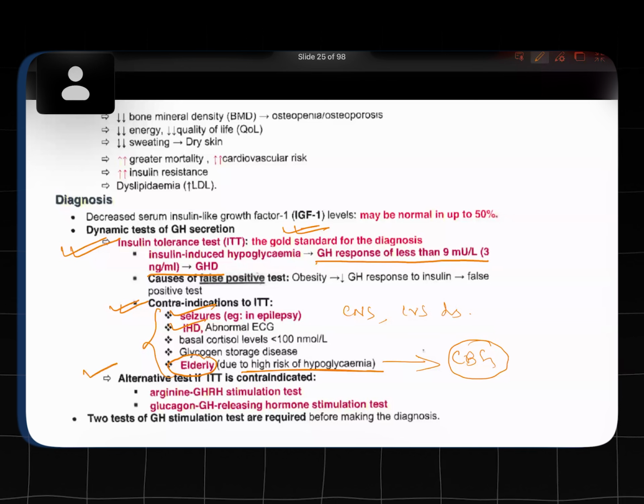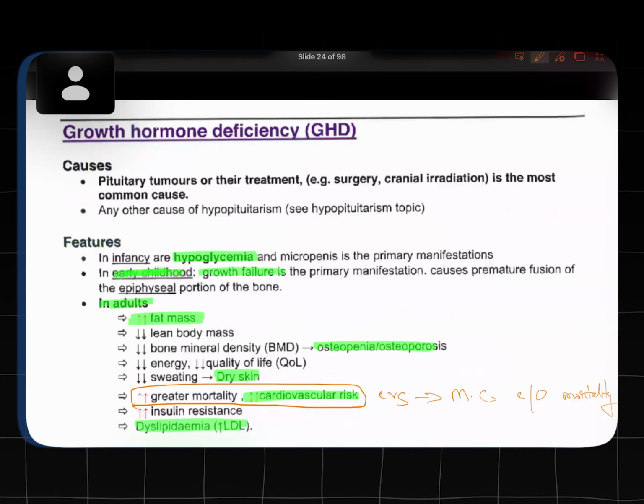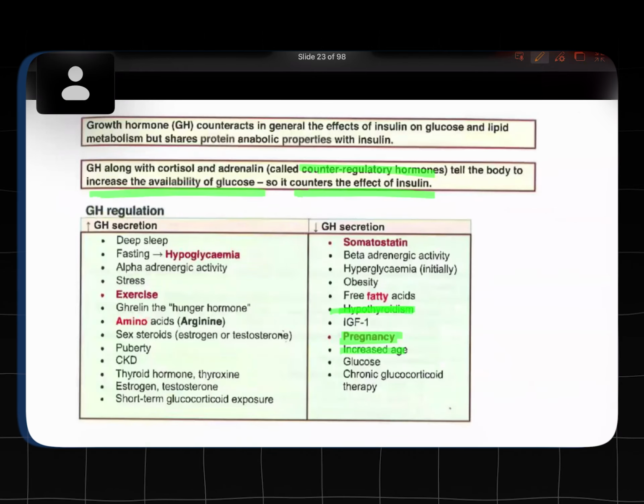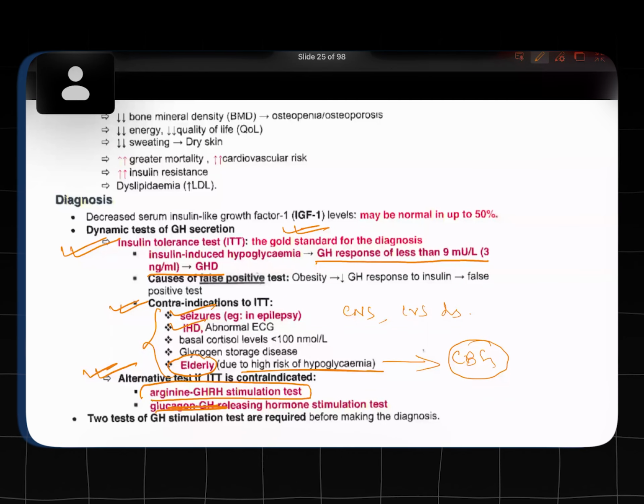So what are the alternatives? If you can't do it, then the alternative is an arginine growth hormone releasing hormone stimulation test or the glucagon based test. Okay. So this was about growth hormone and growth hormone deficiency, the clinical features, this chart, the insulin stress test, its contraindications, and the alternatives. Everything you have to remember. And this cardiovascular risk, you have to remember. Osteopenia, osteoporosis also you have to remember.